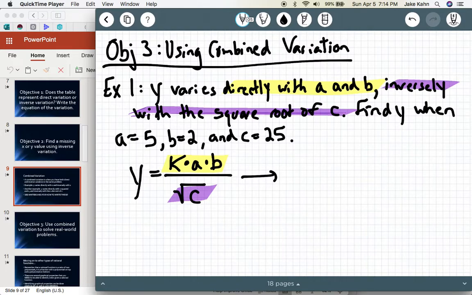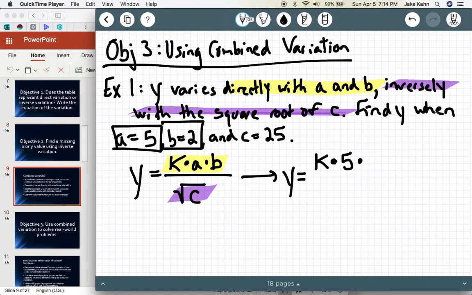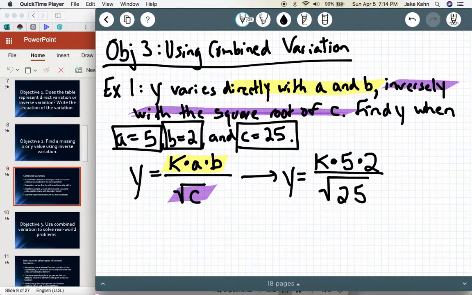Let's do this. Y is equal to, we don't have a value for k, so that's going to stay k, times a. A is now 5, times b, b is now 2, divided by the square root of c. C is now 25. We simplify this, and then we're done with the problem.